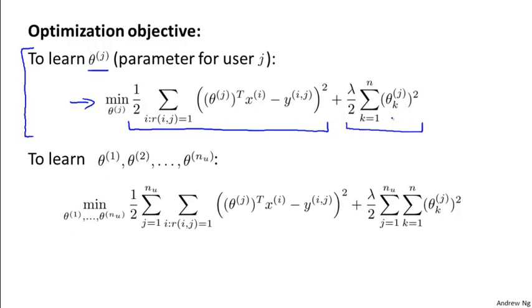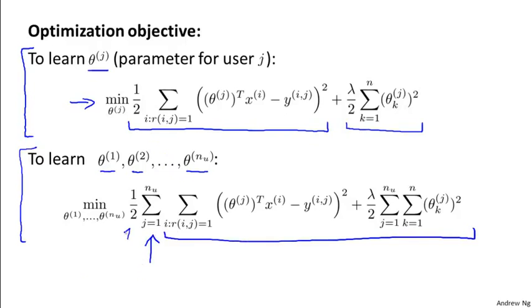Now, of course, in building a recommender system, we don't just want to learn parameters for a single user. We want to learn parameters for all of my users. I have n subscript u users, so I want to learn all of these parameters. What I'm going to do is take this optimization objective and just add an extra summation. This expression here with the 1/2 on top is exactly the same as what we had on top, except that now instead of just doing this for a specific user theta j, I'm going to sum my objective over all of my users and then minimize this overall cost function.